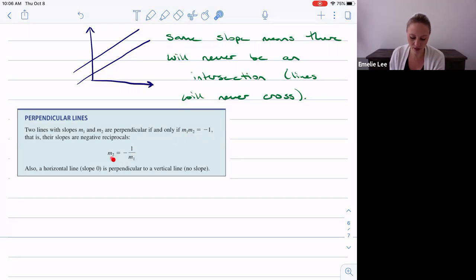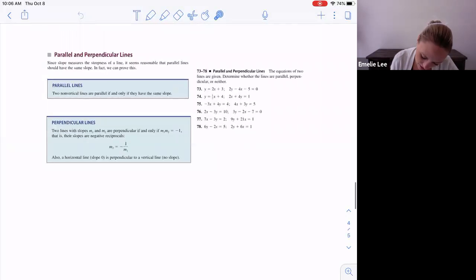Or if you have the two slopes and you can look at them, and see if m2 is 1 over -m1 or -1 over m1, it doesn't matter, as long as you have the negative on the outside. And then a horizontal line, right, is perpendicular to a vertical line, which has no slope, which is kind of a caveat there. But in general, we're going to be talking about, okay, are these two lines perpendicular? Or even I could ask, well, what's the slope of a line that is perpendicular to this other line? So let's work through some problems here.